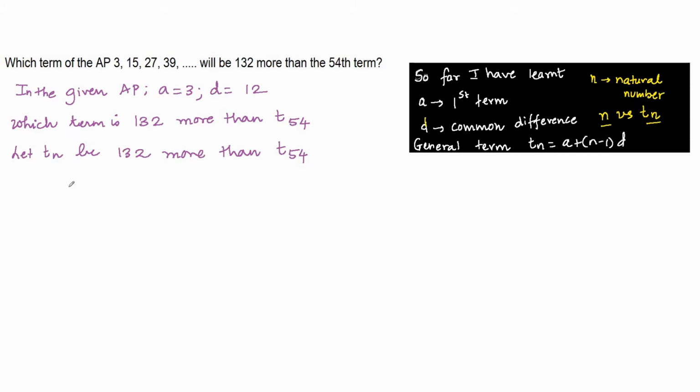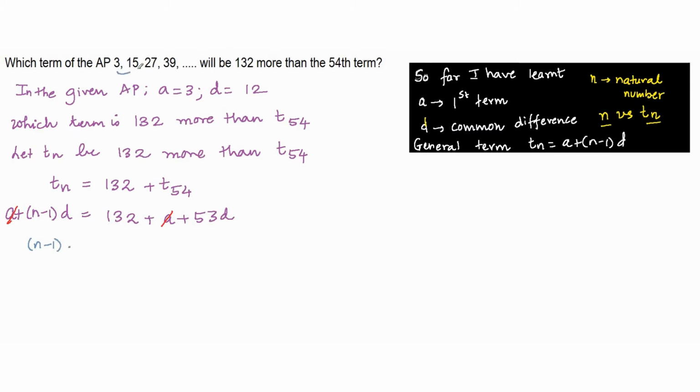Or I can simply frame the equation right now. So Tn is 132 more than T54. Now Tn is given by a plus n minus 1 times d, is equal to 132 plus the 54th term, which is a plus 53d. Now from both sides a cancels, right? A goes away. And therefore what we now get is n minus 1 times d.